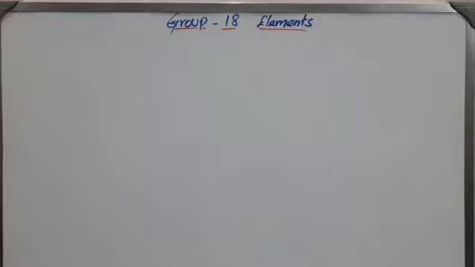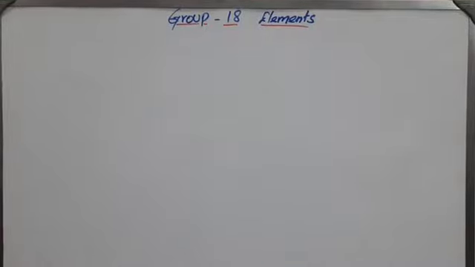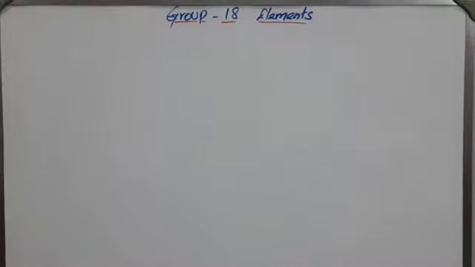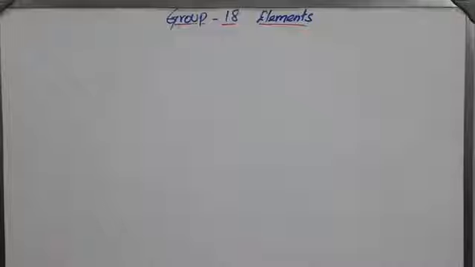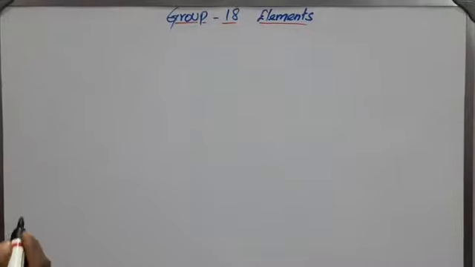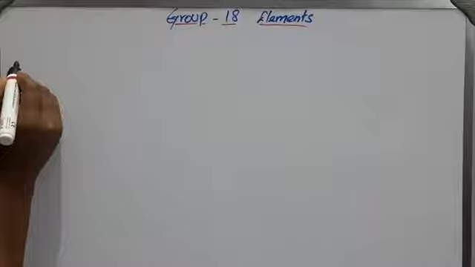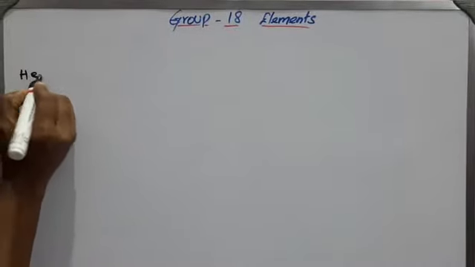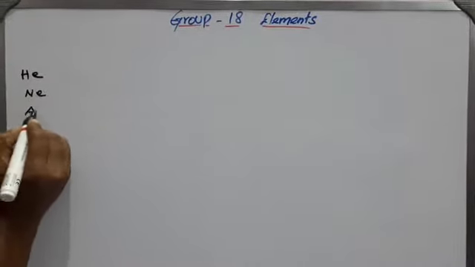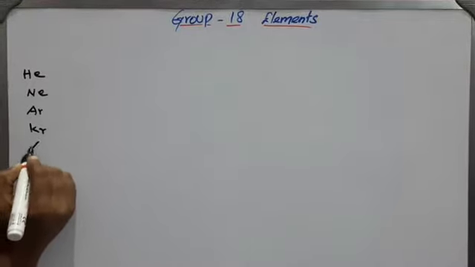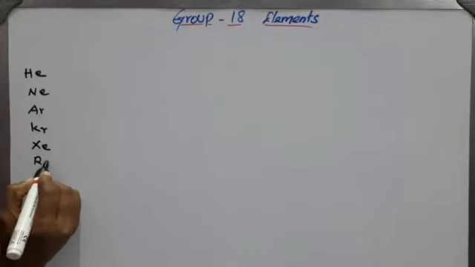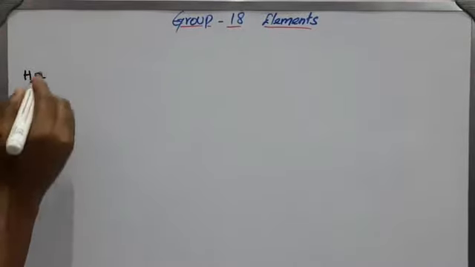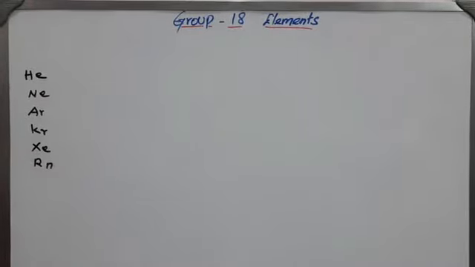Today's session we are going to see the last group of elements in the p-block, that is group 18 elements. Group 18 elements you already studied in your lower section. What are the elements present? There are 6 elements present in group 18. So what are they? Helium, neon, argon, krypton, xenon, and at last radon.